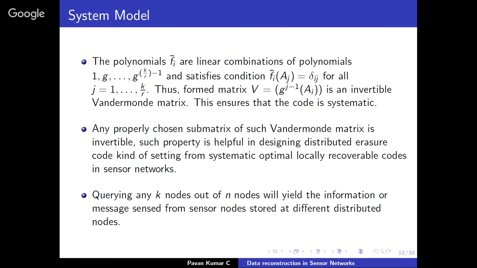So in our work, we are concentrating only on the failure of nodes. Suppose a node which is acting as a decentralized erasure code fails, then instead of accessing all the other nodes in the network, we can just access the recovering set and we can get the information at that particular node.